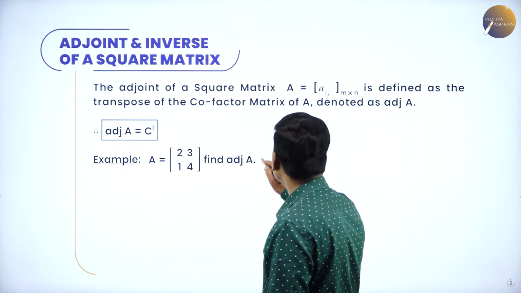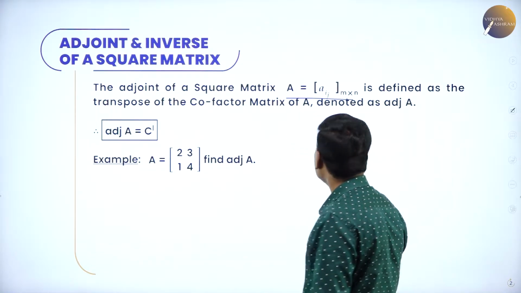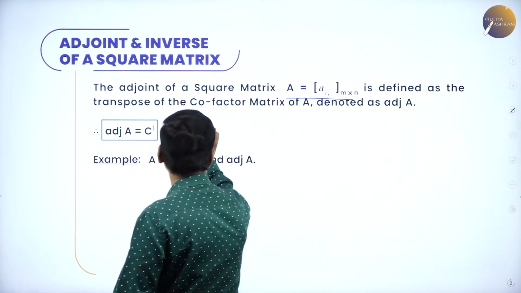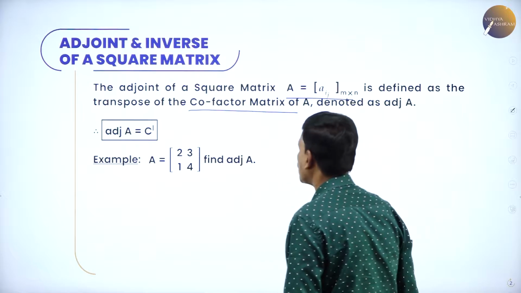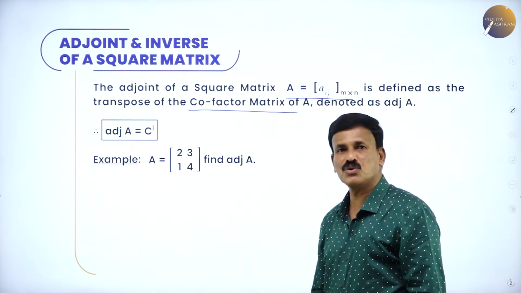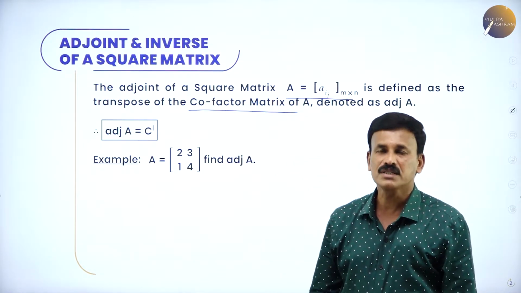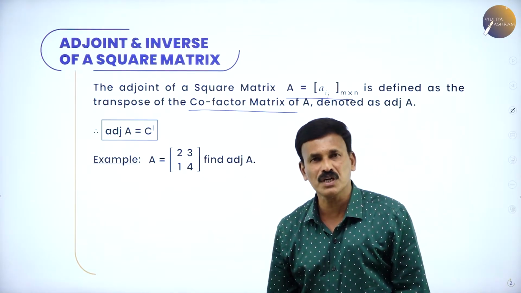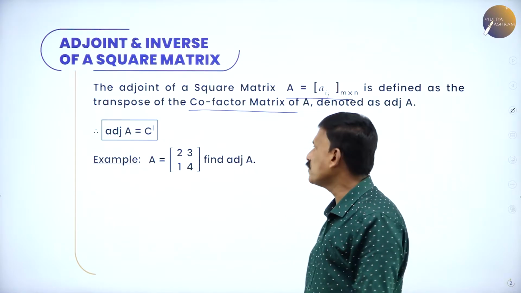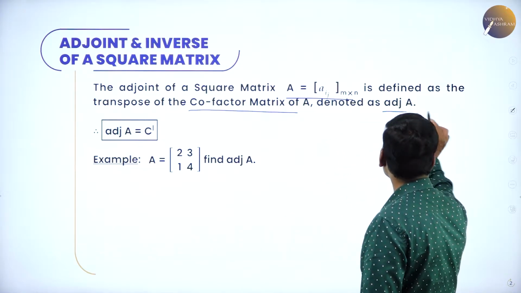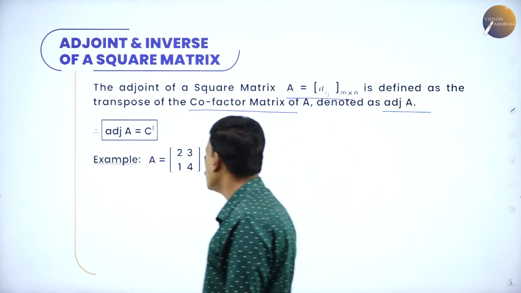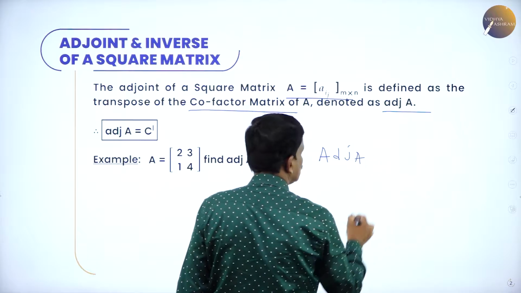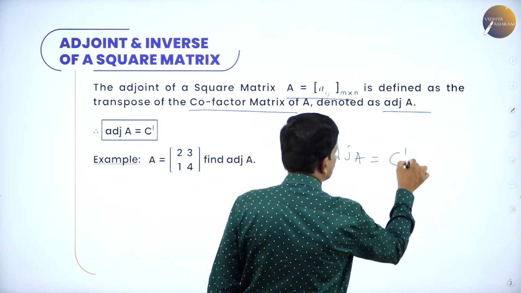The adjoint of a square matrix A, equal to Aij of order m cross n, is defined as the transpose of the cofactor matrix. The transpose of the cofactor matrix obtained is called the adjoint of a square matrix, and it is denoted as ADJ, adjoint of A. This adjoint of A is always equal to the transpose.